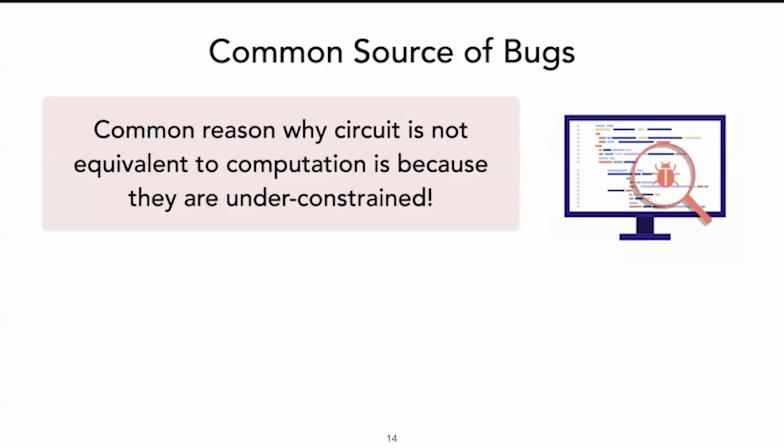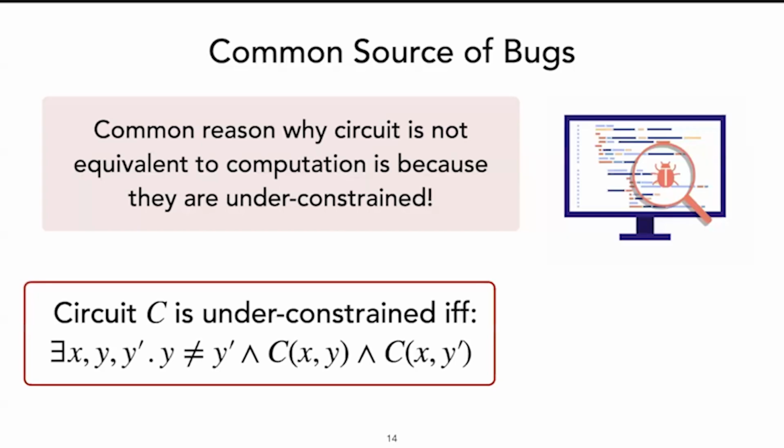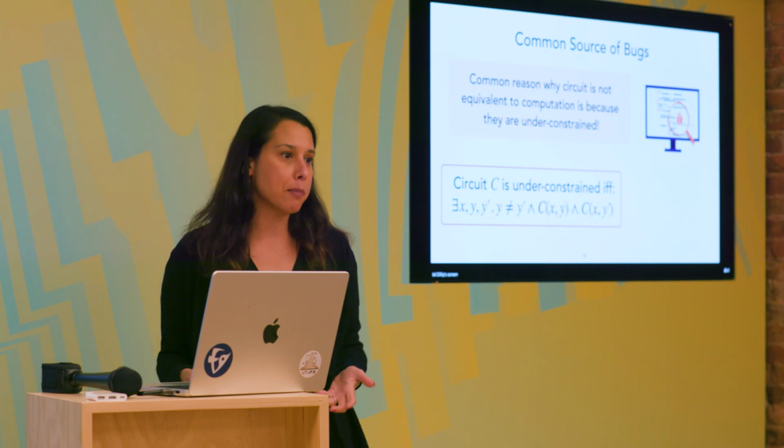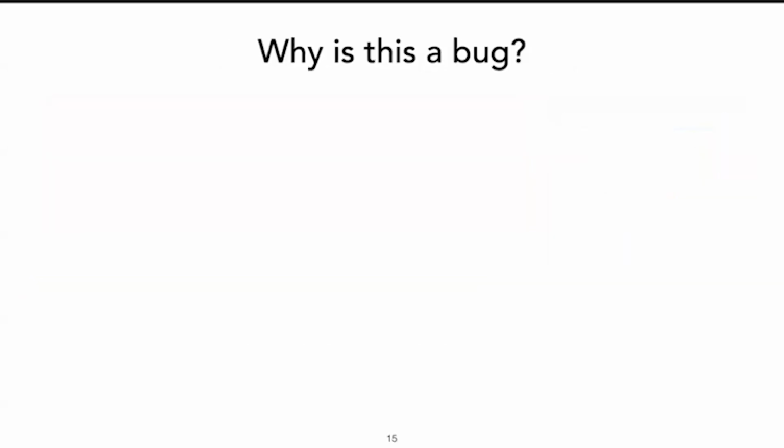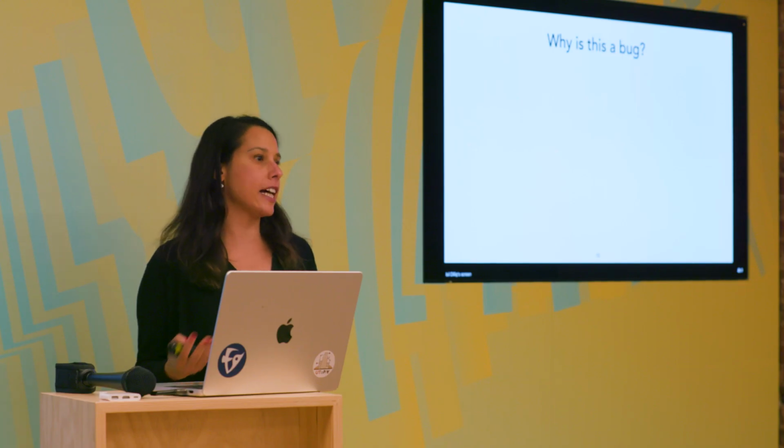Okay, so to answer Tim's question, it turns out that a common reason why circuits are often not equivalent to the computation that they're meant to certify is because they are under-constrained. So what do I mean by a circuit being under-constrained? Well, it basically means that for the same input X, you can find two distinct outputs Y and Y prime, such that C of X,Y and C of X,Y prime both evaluate to true. Right, so basically it's saying that for the same inputs, it evaluates to true for two distinct outputs. Now before we continue, let's pause here a second and think about why, if a circuit is under-constrained, that's likely to be a bug.